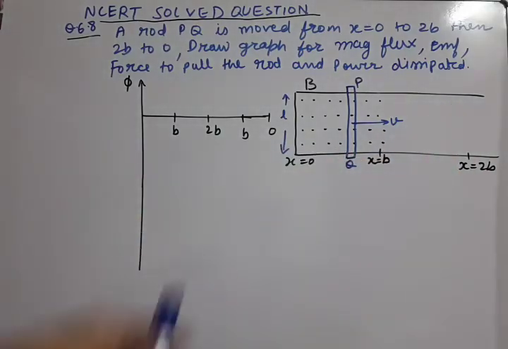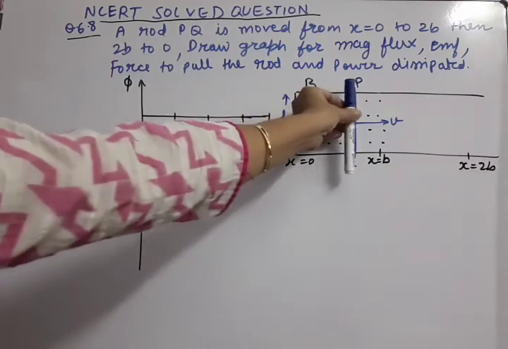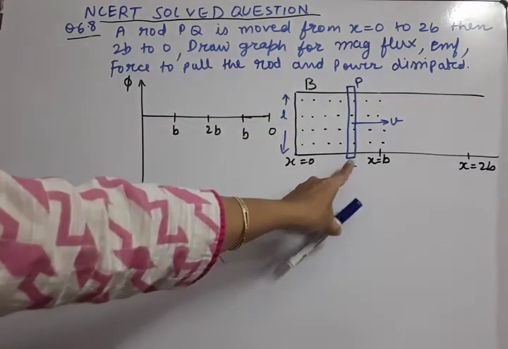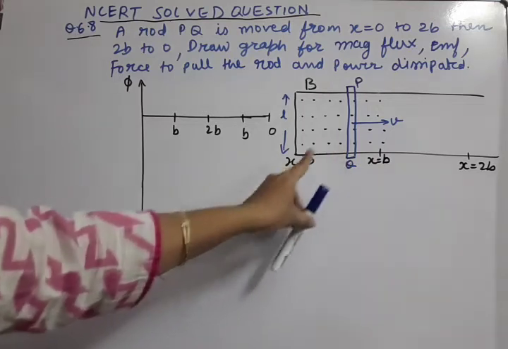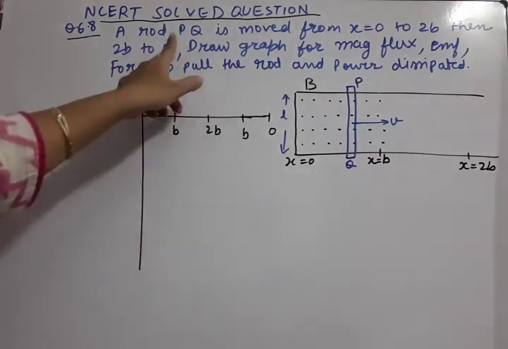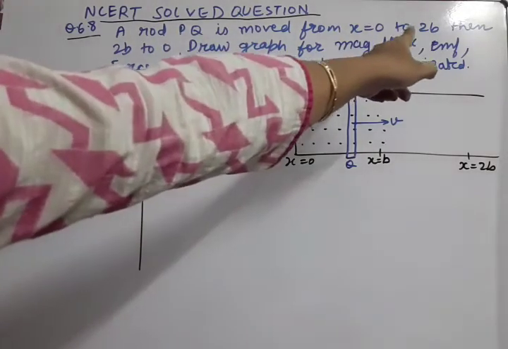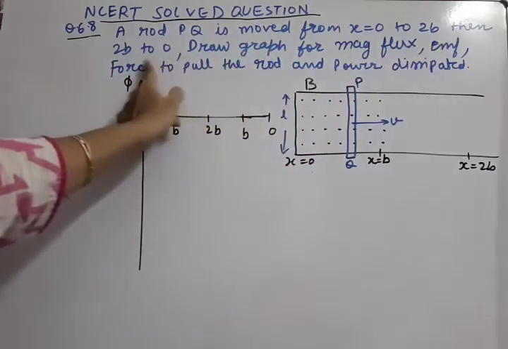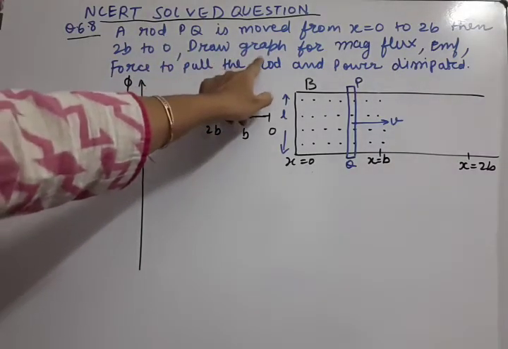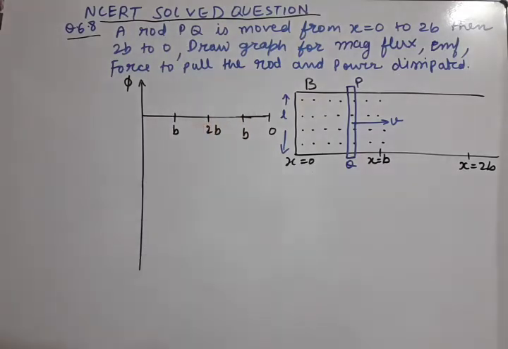After that we are given a rod. Suppose this rod PQ is there. Now this rod PQ is to be moved from here, from x equal to 0. So a rod PQ is moved from x equal to 0 to 2b and then 2b to 0 again. So we are asked to draw some graphs. Okay, so we'll be drawing these graphs. So let us understand the calculation for the graphs.